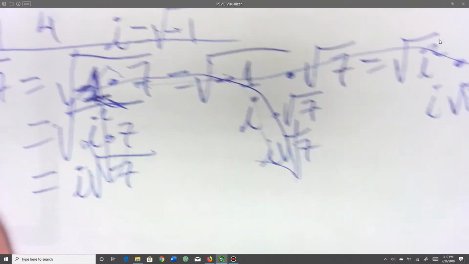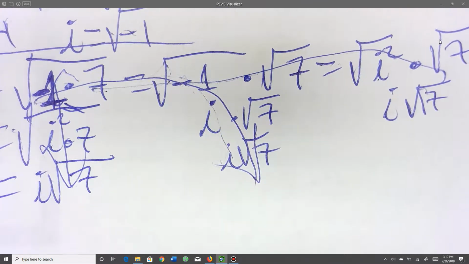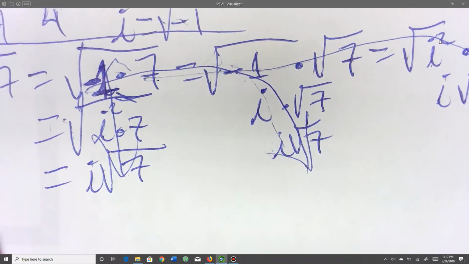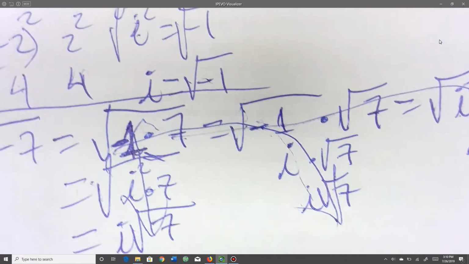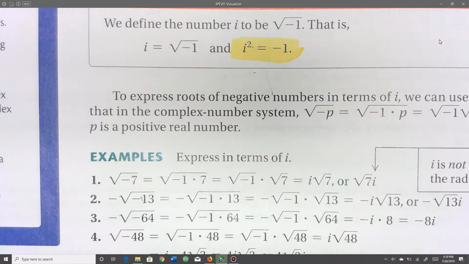So there are 3 different ways of thinking about it. They all are going to lead you to the same thing. As long as you can remember that I squared means negative 1, you're going to be skipping steps in no time.